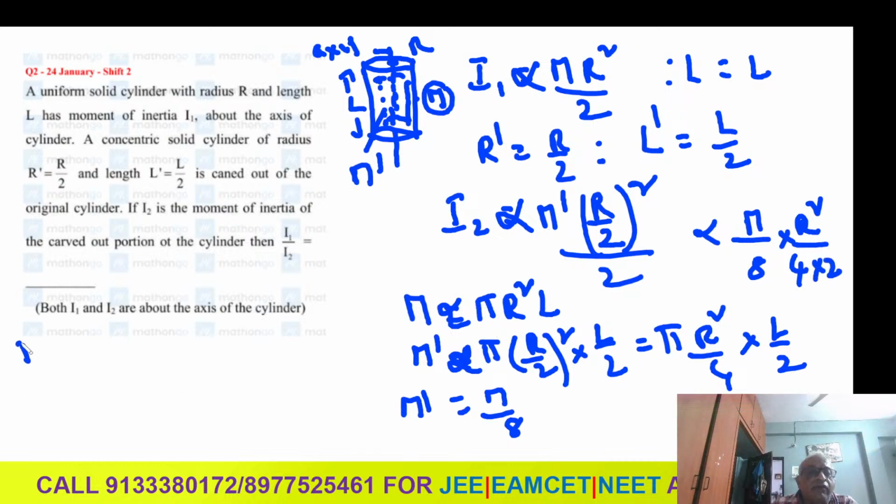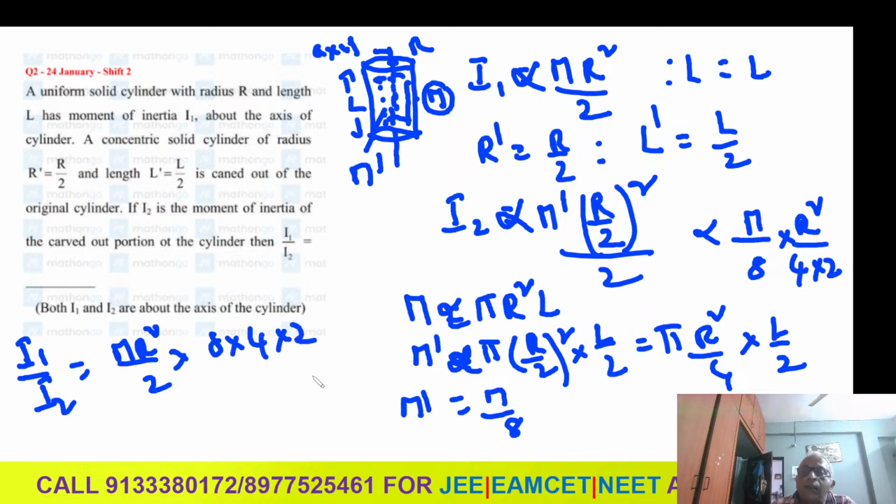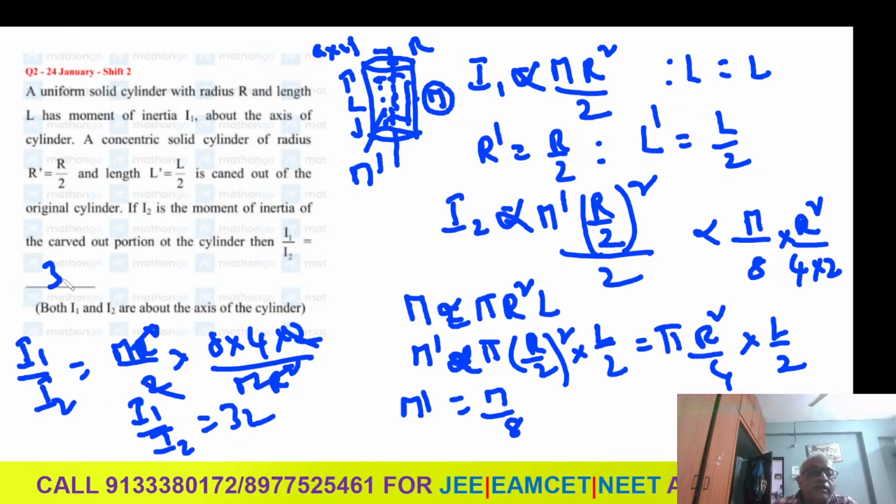He is asking what is I1 by I2. What is I1? MR square by 2. I2: because m dash is M by 8, this is MR square by 2 divided by M by 8 into R square by 4 into 2. The 2 gets cancelled, MR square gets cancelled. I1 by I2 becomes equal to 32. So this value is nothing but 32. So this is an integer type question.